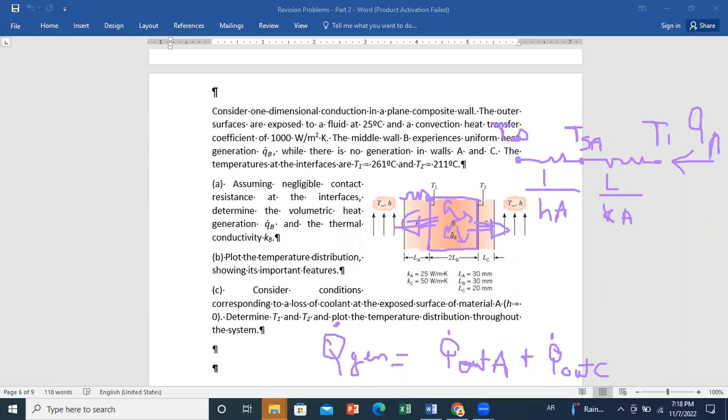Okay, it is the heat rate through A, which will come from the generated heat. So it's this part. It's Q dot out from A, if you want. So Q dot out from A is what? It is Q at A that is going through A.